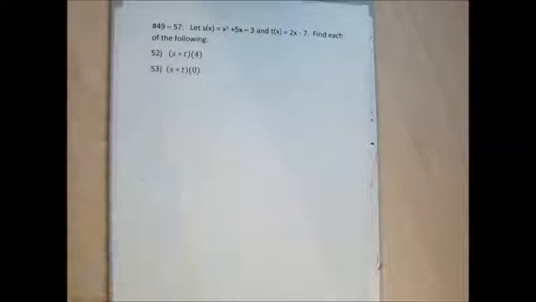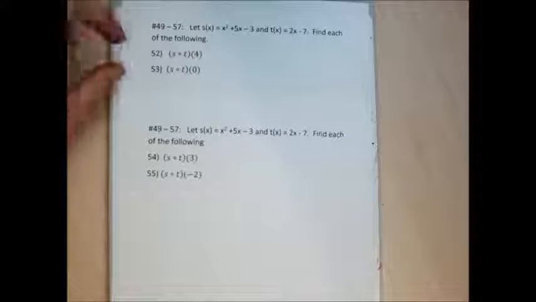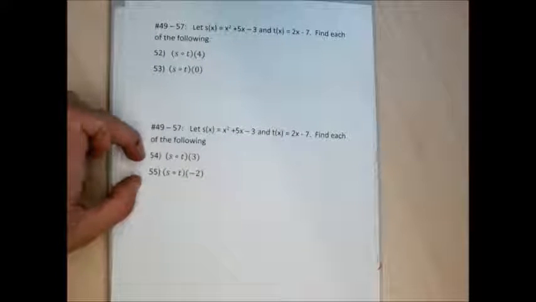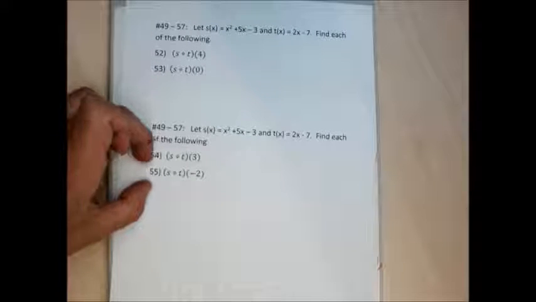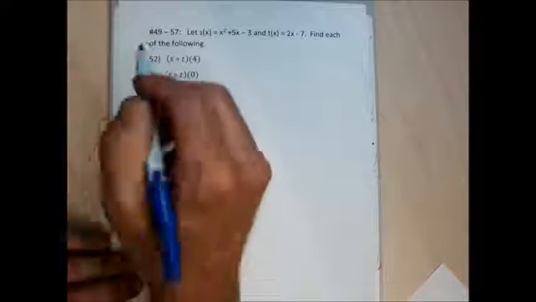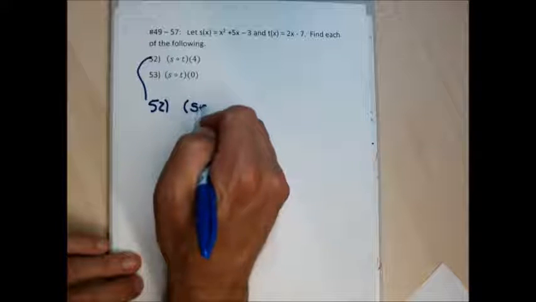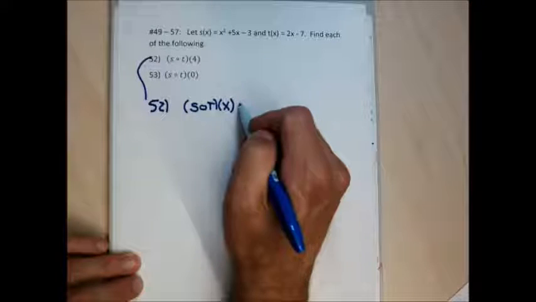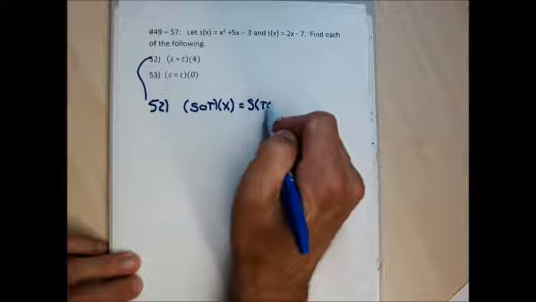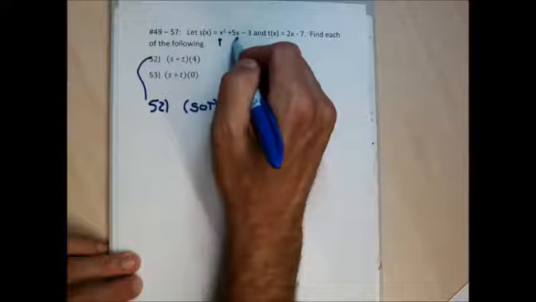I'll move on to the next page, and we get in succession a couple s composed with t. So when I finish up problem 52 and move on to the next page, I'm going to borrow my first step. The first step on problems 52 and 53 is the same as the first step on 54 and 55. So I'll do 52 first. As I go to do 52, the first step is to change that 4 to an x and find an unsimplified version of s composed with t of x. That means s of t of x, which means in the s function, I need to change that x and that x to a t of x.